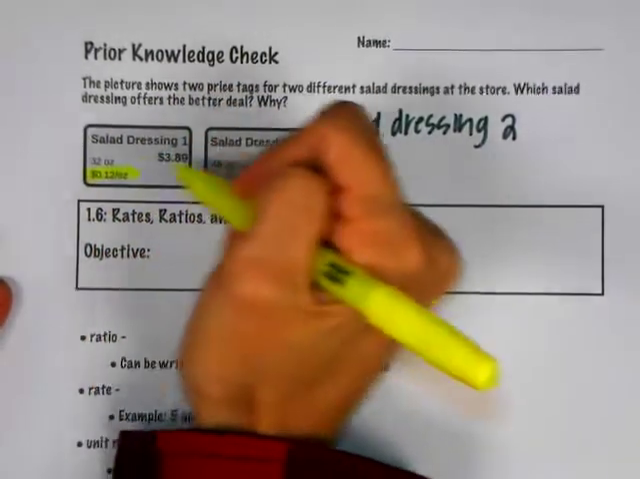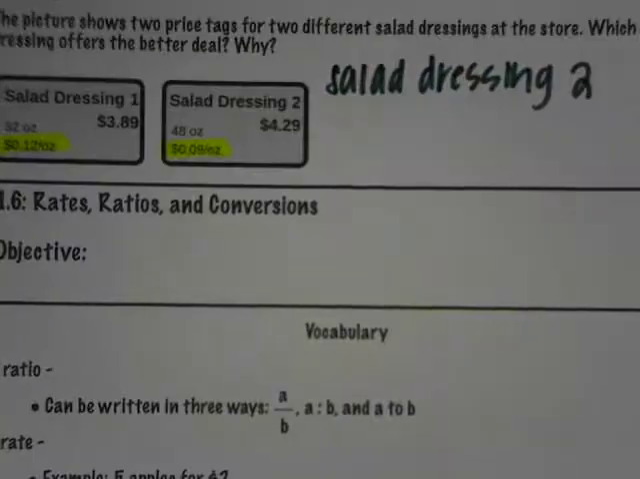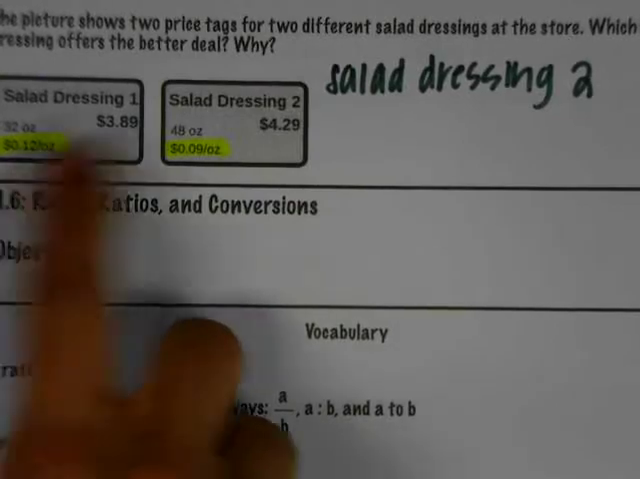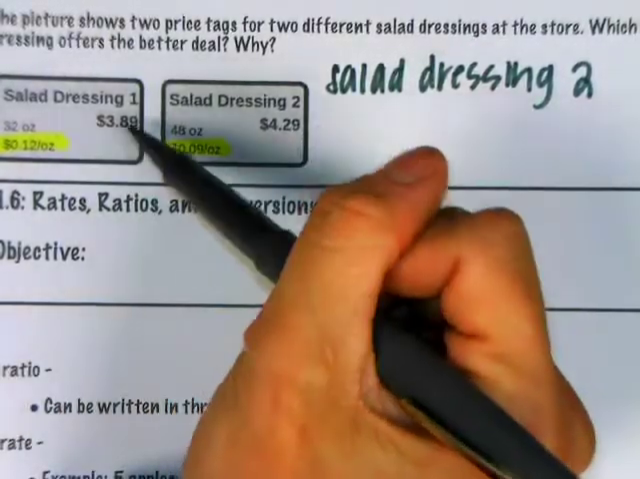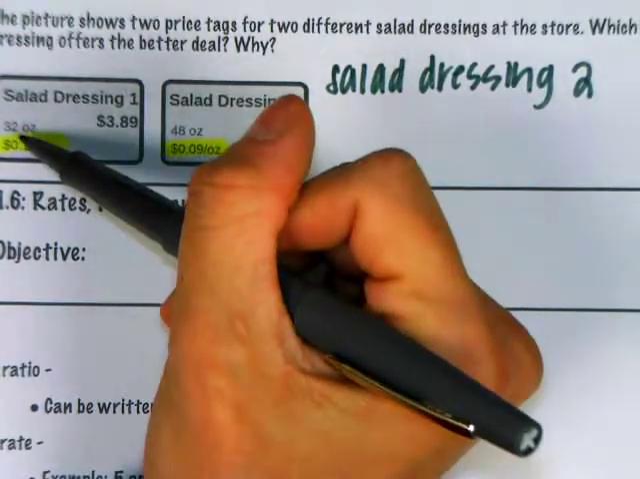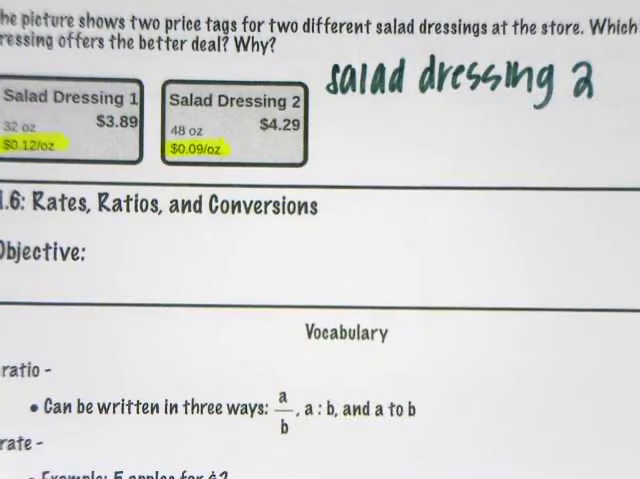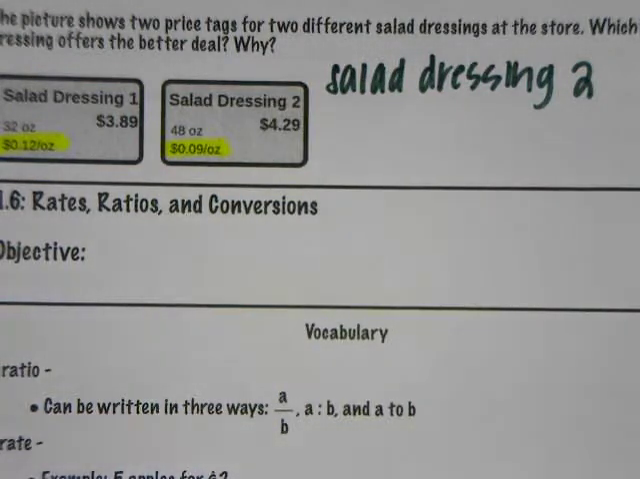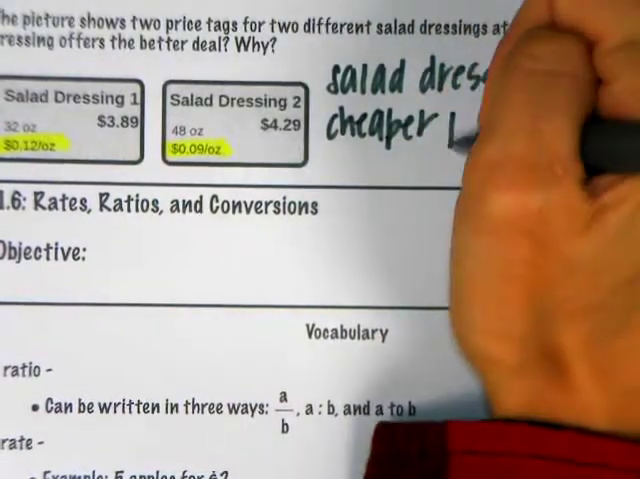If you're looking at the price per ounce, which is right there, it is cheaper. So this one's 12 cents per ounce, this is 9 cents per ounce. It's kind of hard to compare if you don't have that value. Just looking at $3.89 for 32 ounces, $4.29 for 48 ounces, our brains don't really work like that. But if we look at the price per 1 ounce, we can see it's cheaper per ounce.